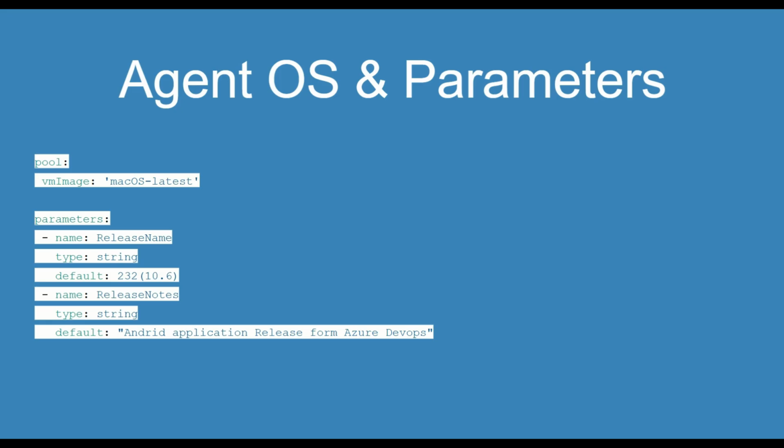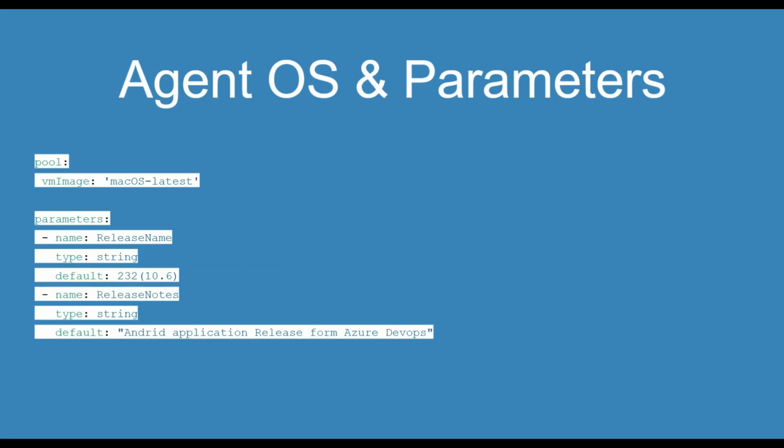Then the second configuration part is the agent OS and parameters. We are using the Mac OS agent for this CI/CD. Then we have some parameters. Parameters are like we can accept inputs from the user at runtime when you start running the pipeline. So there are two parameters: release name and release notes. In the release notes, you can mention what you are going to perform, some kind of notes for your reference.